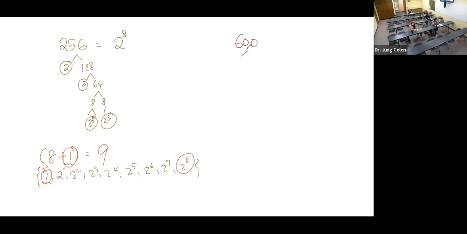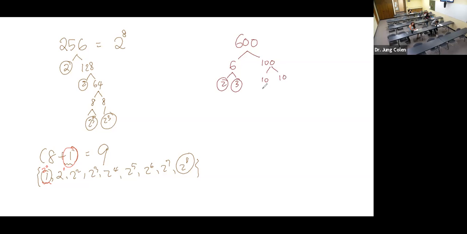600. Can you guys help me? How would you factor this? With 100? 6 times 100? I like that. So both are not prime numbers yet, so 6 can be factored as 2 and 3. Both are prime. How about 100? 10 and 10, I like that.